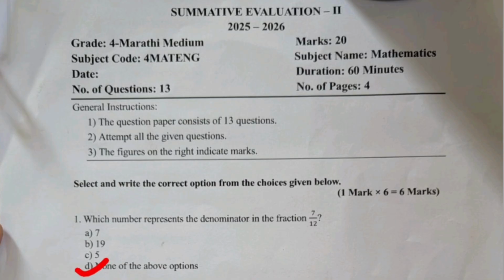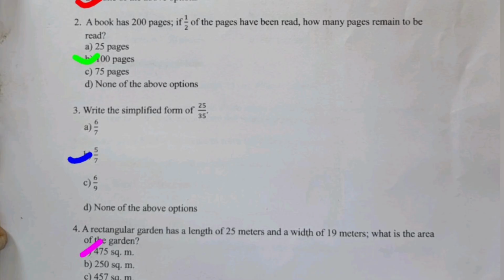Question number 1. Which number represents the denominator in the fraction 7 upon 12? In this fraction, the 7 is the numerator and 12 is the denominator. The options given are A 7, B 19, C 5 and D none of the above. And the correct option among these is option D, none of the above. Since 12 is not given in the options, we have to write none of the above for this question.